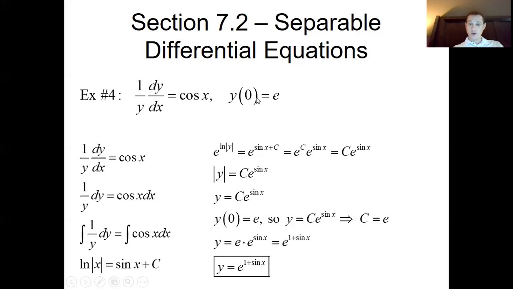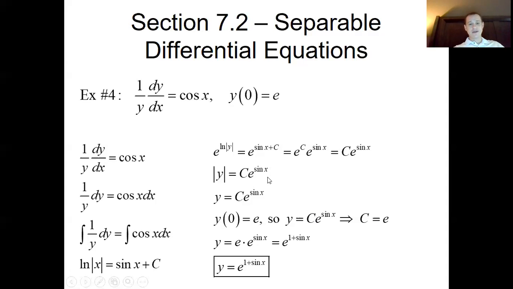Specific to us, though, we want when we plug in 0 for x to get out e for y. So let's see what happens when we do that. If you plug in 0 for x, you should get out e for y. When you plug in 0 on this side, you get sine of 0, which is 0, e to the 0, which is 1, and 1 times the constant is the constant. So on this side, it's just a constant. I should get out e. So the constant is e.